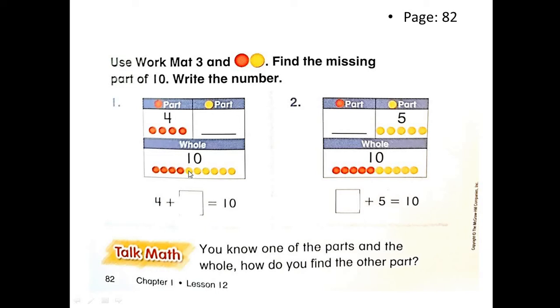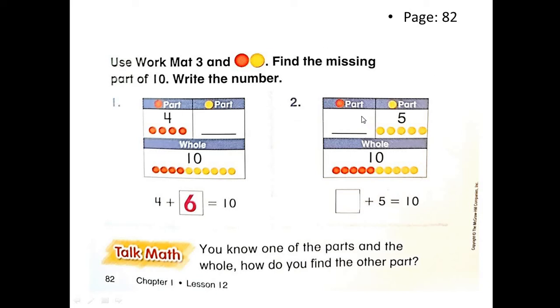Let's count them. 1, 2, 3, 4, 5, and 6. So the second part should have 6 yellow circles, right? Like this. We will write here number 6 because 4, this is the first part, plus 6, this is the second part, equals 10. This is the whole, right? Let's see the next exercise.